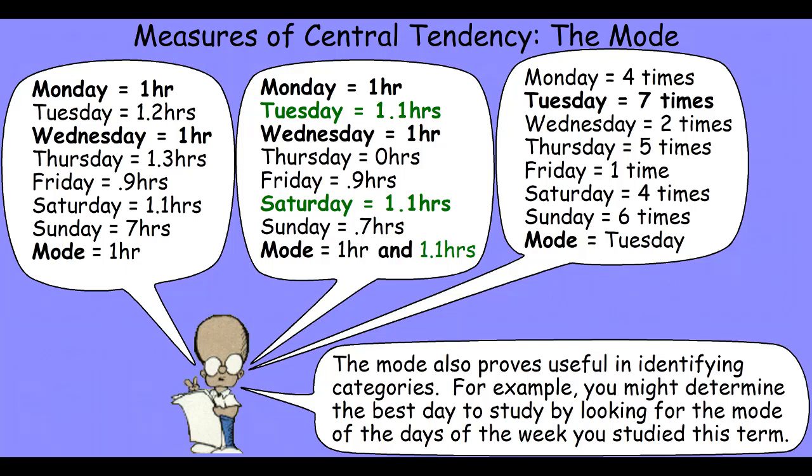So on Monday you studied 4 times, Tuesday 7, Wednesday 2, Thursday 5, Friday 1, Saturday 4, and Sunday 6. Your mode now, the day with the highest number of times that you studied, is Tuesday. Tuesday, of course, isn't a numerical value. It's a category. And so you can use the mode to identify categories in this way.